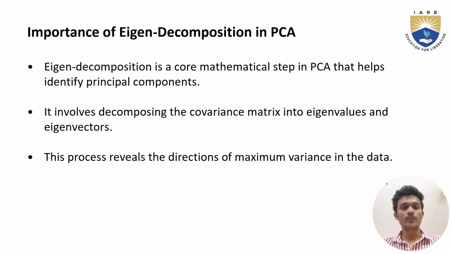Now, let us talk about the importance of eigen decomposition in PCA. Eigen decomposition is a core mathematical step in PCA that helps identify principal components. It involves decomposing the covariance matrix into eigenvalues and eigenvectors. This process reveals the directions of maximum variance in the data.